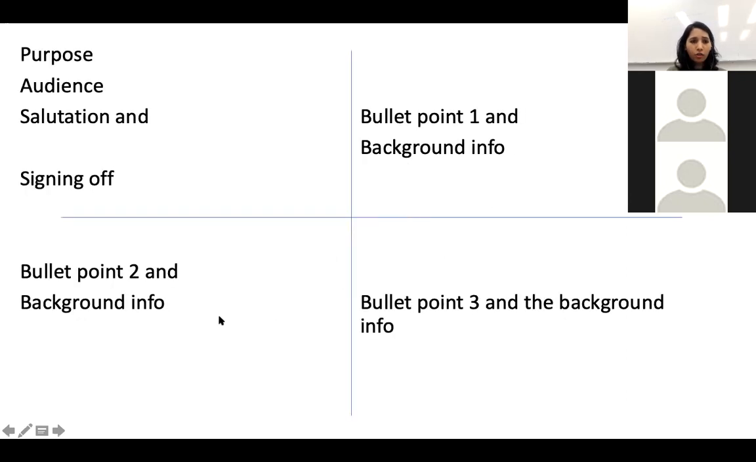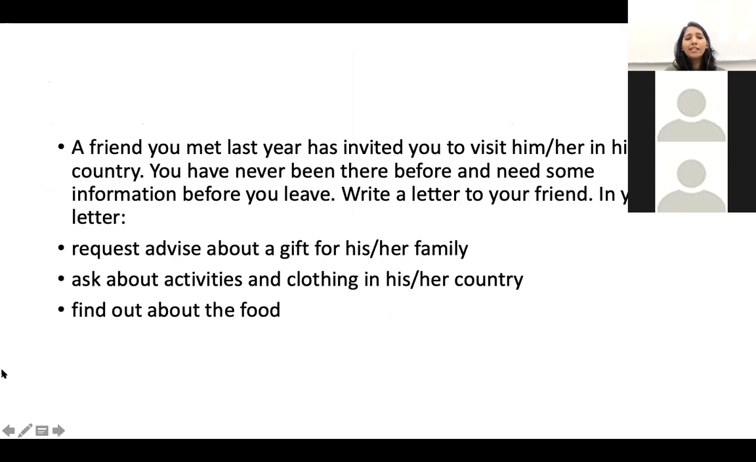Or your bottom left corner is bullet point 2 and your background info. Bullet point 2 is ask about activities and clothing in her or his country. So you say, further to add to it, I was wondering about the activities I could do, or the things I could do when I visit his country. Maybe you think his name, he lives in Barcelona, Spain.